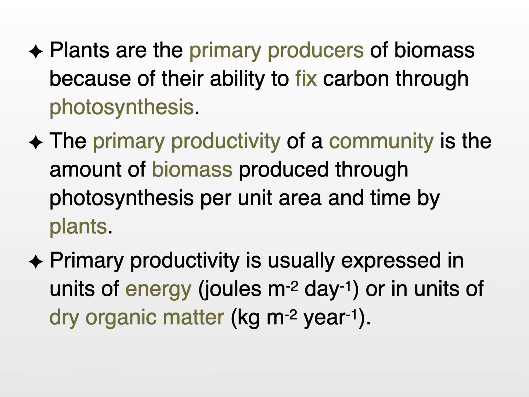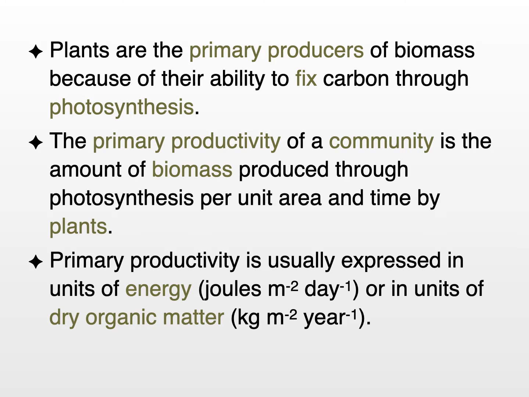Plants are the primary producers of biomass, and this is because they have the ability to fix carbon through photosynthesis. And through this process, they produce glucose and other more complex carbohydrates, and using their metabolism, they can convert these simple organic molecules into more complex molecules of organic matter.